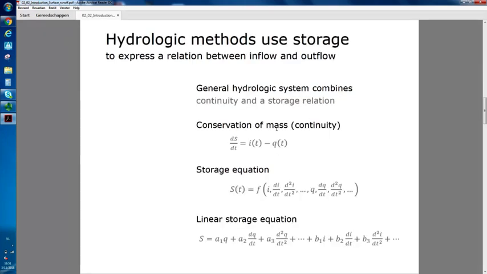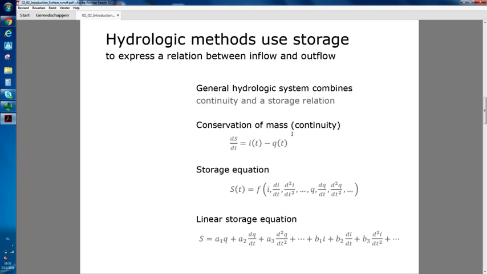Now, we will apply, of course, hydrological methods. We have also seen some hydraulic methods in our course, but the hydrological methods usually use storage equations to get a relationship between inflow and outflow. They also use the continuity equation, which is always valid, and which is described by the change of storage is equal to what comes in minus what goes out.